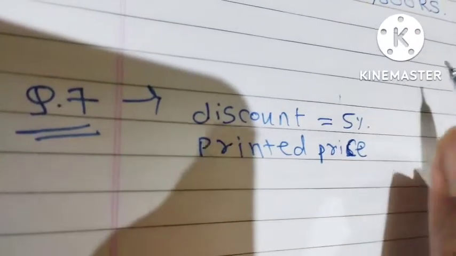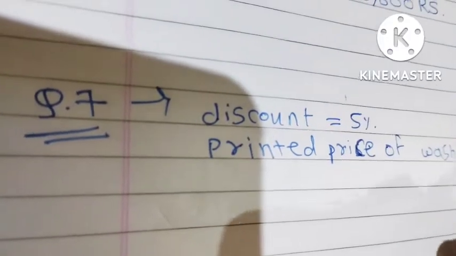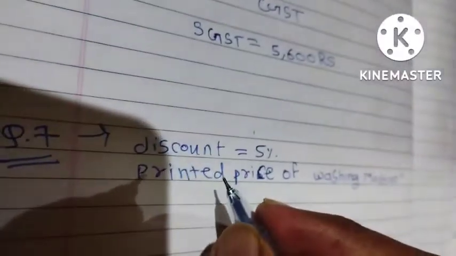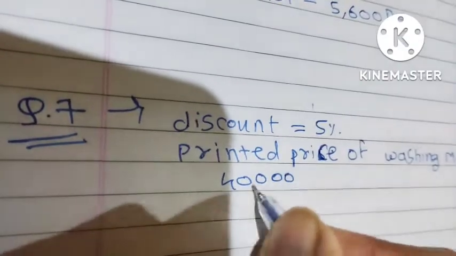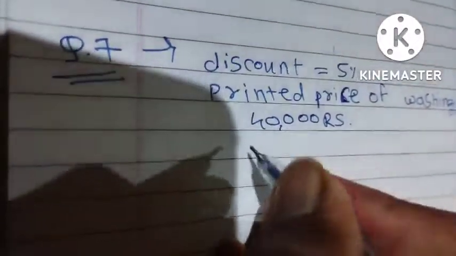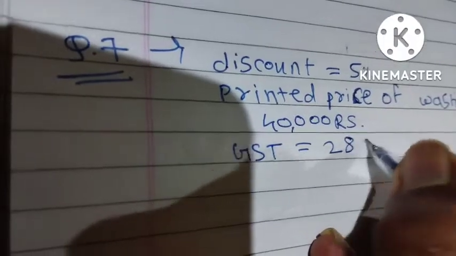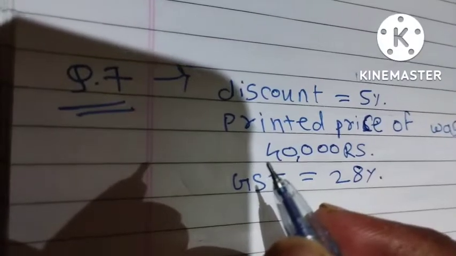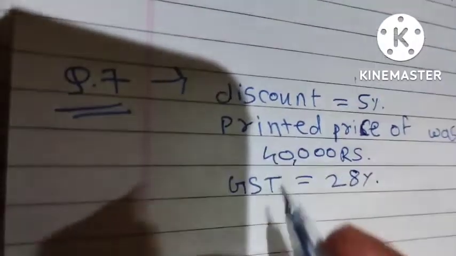The printed price of the washing machine is 40,000 rupees. The rate of GST is 28%. We have to find the purchase price of the washing machine and also find out the amount of CGST and SGST shown in the tax invoice. First of all, let's find out the discount.